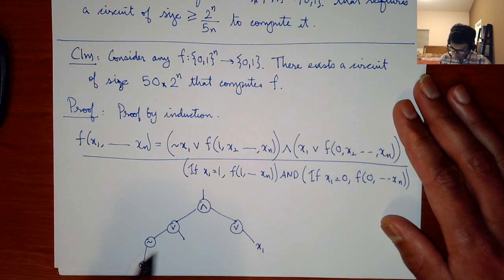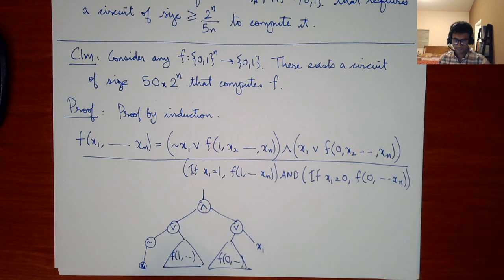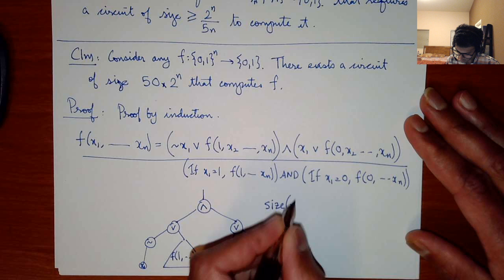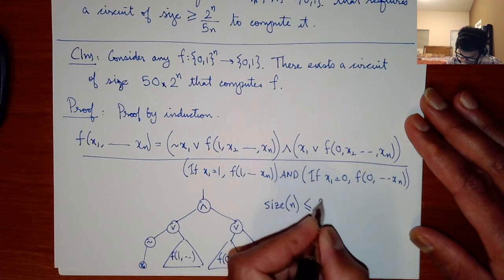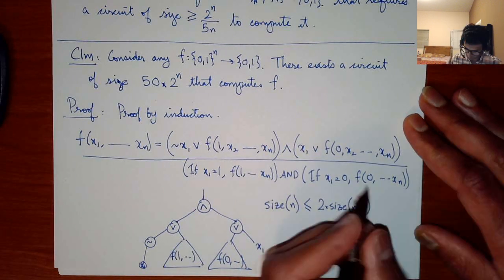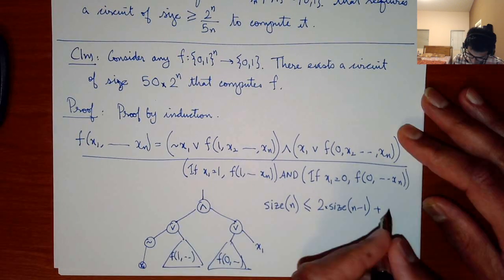And here you have to put whatever circuit you want that computes f of 1, and here you put your circuit that does f of 0. Whatever. Does this make sense? So you get a recurrence: the size for computing the n-bit function is at most 2 times the size of computing an n-1 bit function, plus, we can count 1, 2, 3, 4, 5, 6, I'll just say plus at most 10.